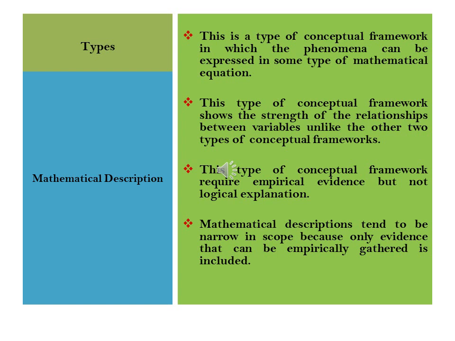The other type of conceptual framework is called mathematical description. This is a type of conceptual framework in which the phenomena can be expressed in some type of mathematical equation. This type of conceptual framework shows the strength of the relationships between variables, unlike the other two types of conceptual frameworks that do not show. This type of conceptual framework also requires empirical evidence, but not a logical explanation.